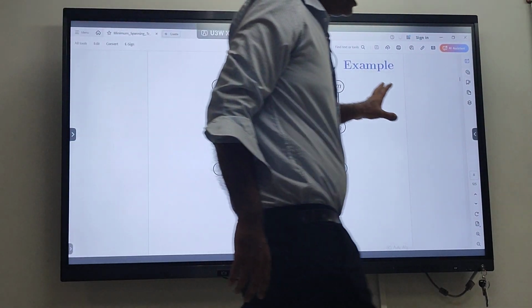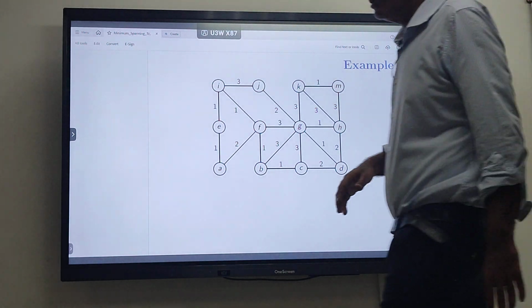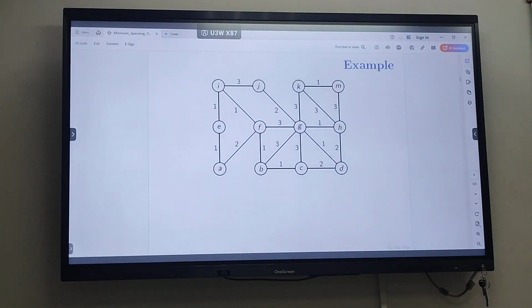Okay, so this is a graph, a weighted graph. It has many cycles inside it. So just imagine how the minimum spanning tree will look. Which edges will not be included most probably? Yes. The edges with weight 2 and 3.